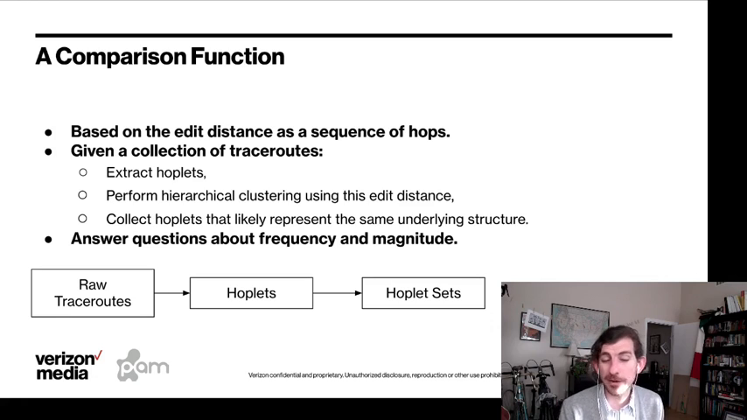We can then perform hierarchical clustering on this large set of hoplets using this edit distance, grouping together hoplets that have low edit distance and likely represent the same underlying network structures. Once we have these clusters that we believe represent the same infrastructure underneath, we can answer questions about the frequency and magnitude of these RTT degradations that we see on that infrastructure.